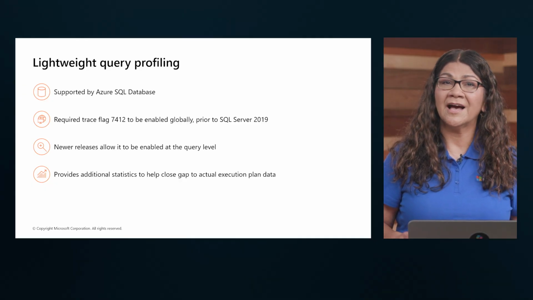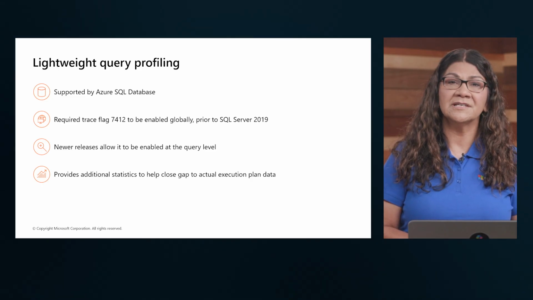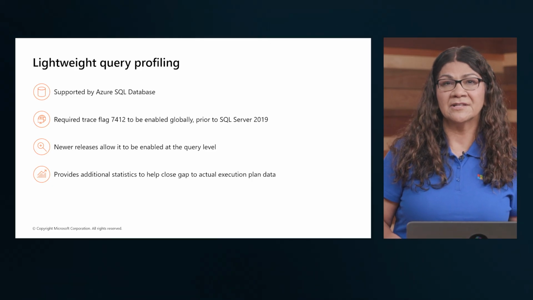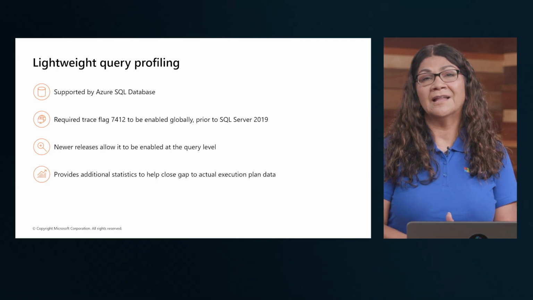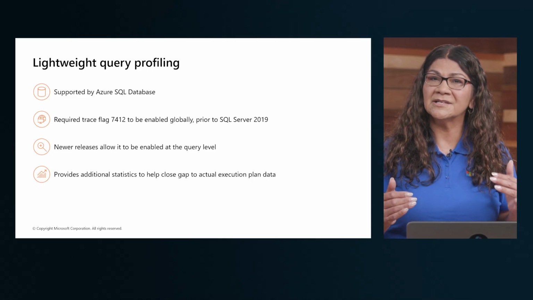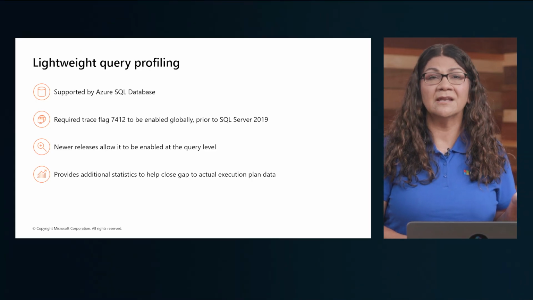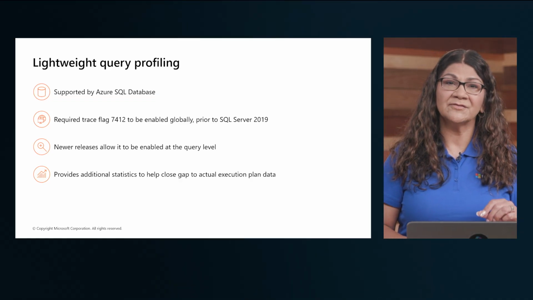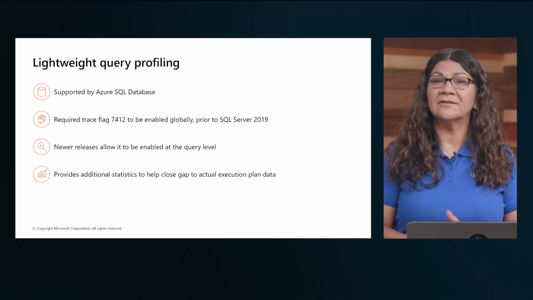Lightweight query profiling highlights a performance-friendly method for monitoring query execution in Azure SQL databases and in SQL Server. Unlike traditional profiling methods that introduce up to 75% server overhead, lightweight profiling, especially when enabled at the query level in a newer SQL Server version, offers a much lower impact, typically around 2%, making it ideal for production environments. It requires trace flag 7412 to be enabled globally for systems prior to 2019.